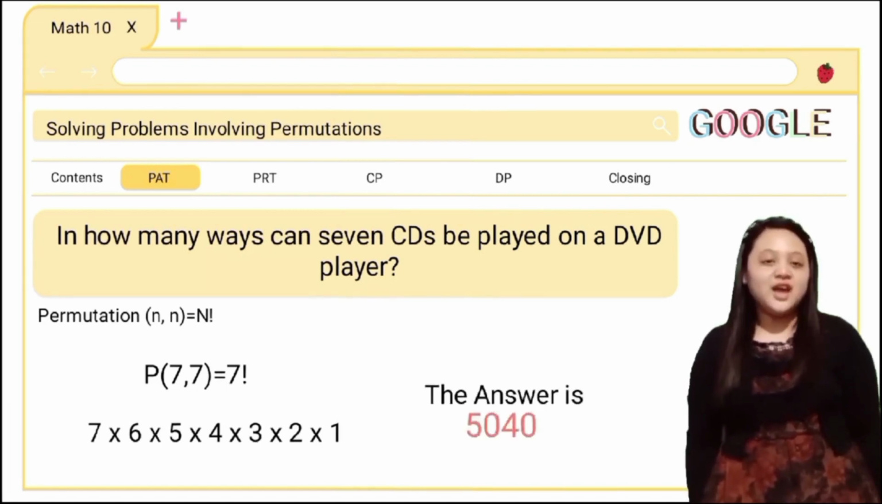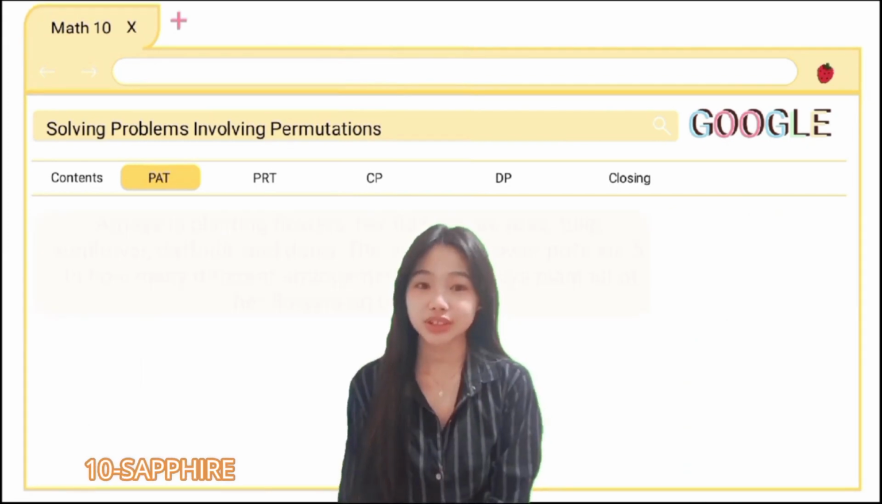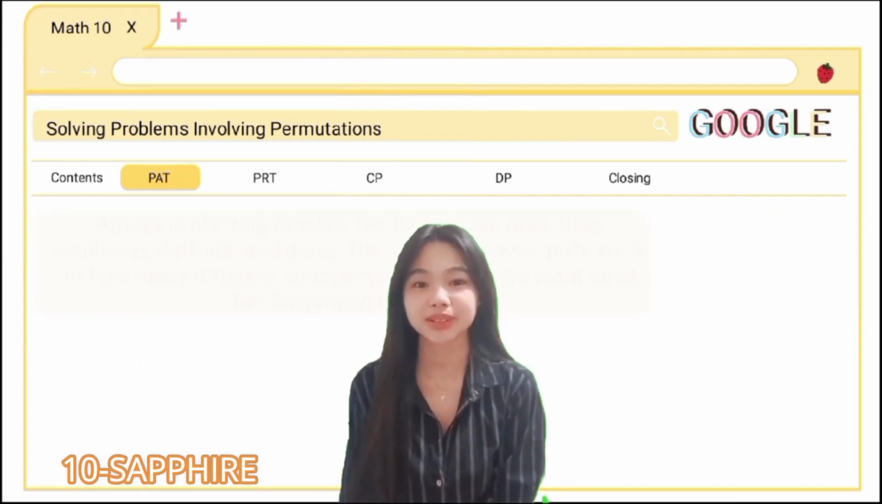There you have it. The answer is 5040 ways of arrangement that the 7 different CDs can be played in a DVD player. Easy, right? If you still don't get it, here's another example.